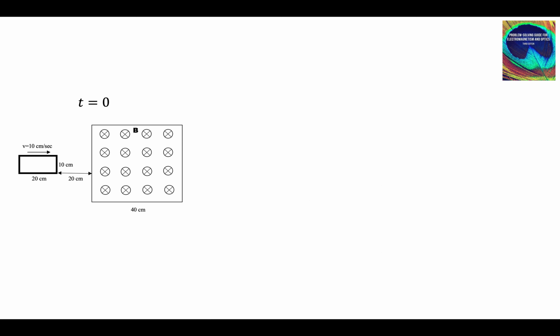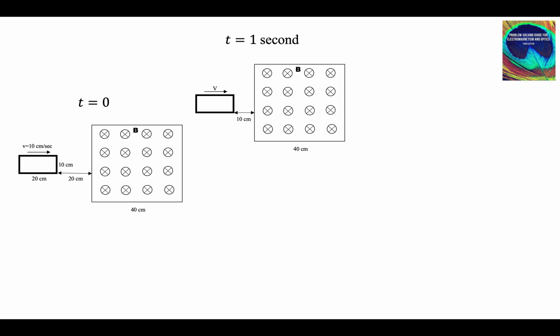So here's where it starts. We want to know where it is at 1 second, 3 seconds, 5 seconds, and 7 seconds. It's going 10 centimeters every second. At 1 second, it's going to be out of the field. It moved 10 centimeters. It's now 10 centimeters away from the magnetic field region.